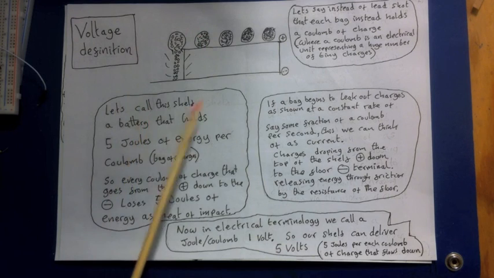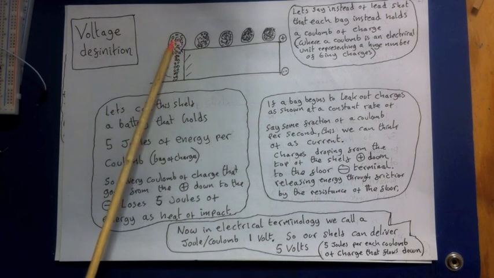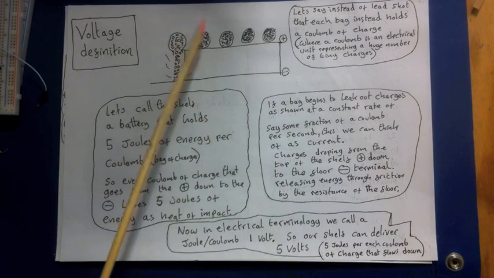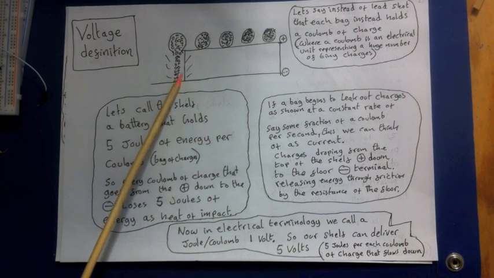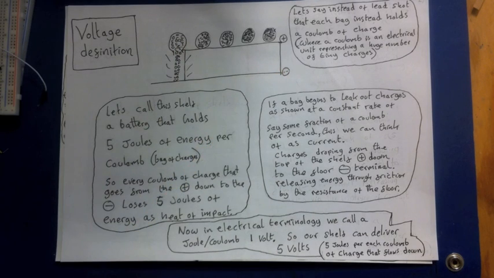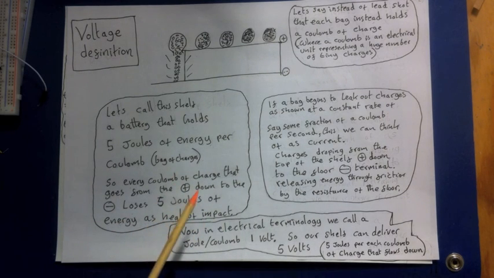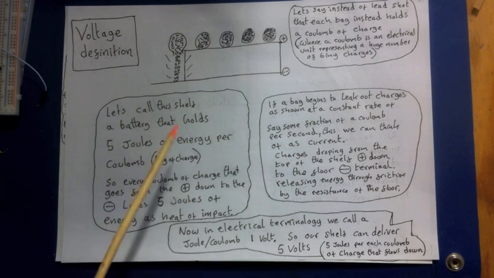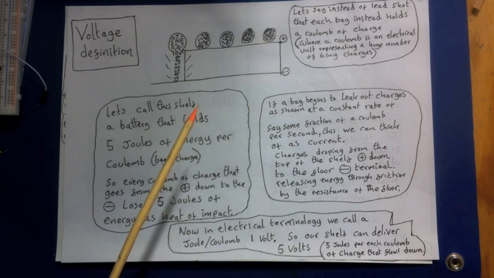So we can say that if we release this coulomb of charge from each of these bags and they go down to the floor, every coulomb of charge that goes from the plus down to the minus loses 5 joules of energy. Obviously, the 5 joules that it took to get that coulomb on the shelf is going to be released when we drop all the charges down to the floor. The loss of those 5 joules of energy is going to be in the heat of impact in this particular case. This is a very convoluted case, but I'm just using it as an analogy to give you the idea of what voltage means.